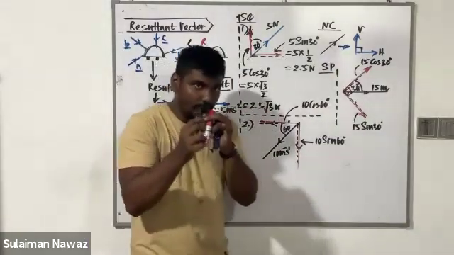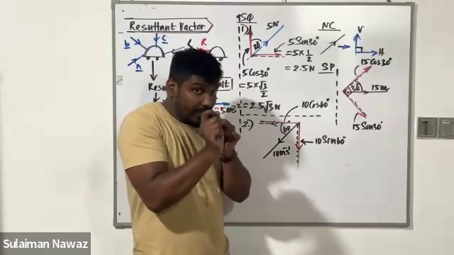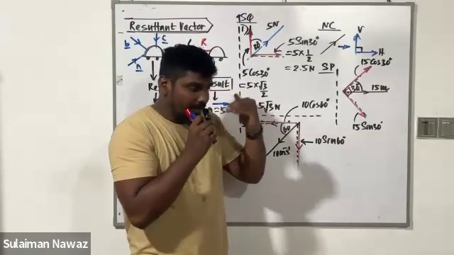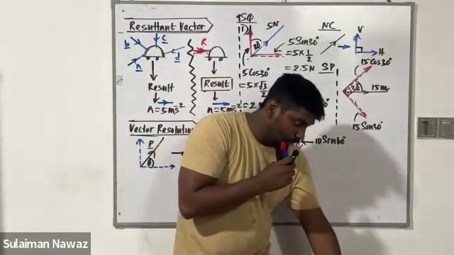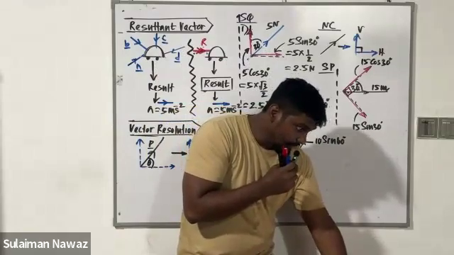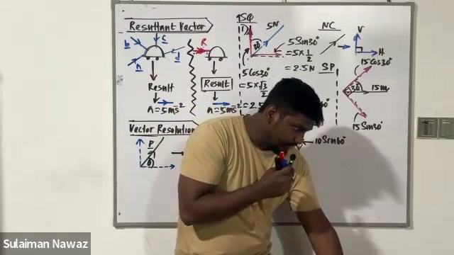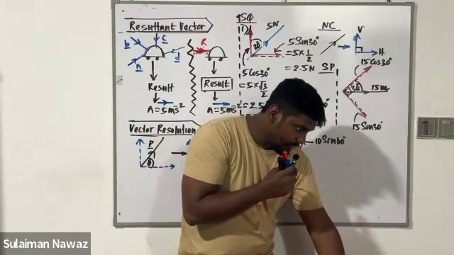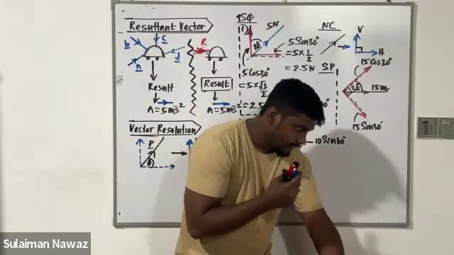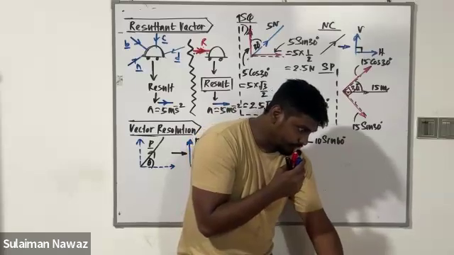You know what vector resolution is: a given vector we break into two perpendicular vector components. Then you know how to find the magnitude of those two components, cos 30, sin 30. The component that touches the angle is cos, the other one is sin. That is the story. Then what? Vector addition.